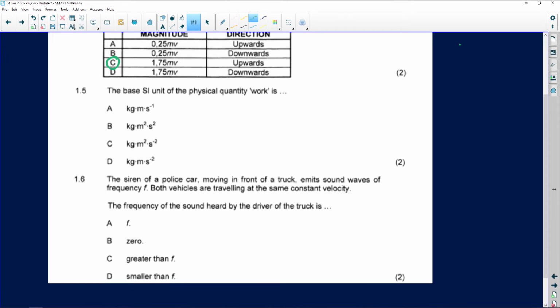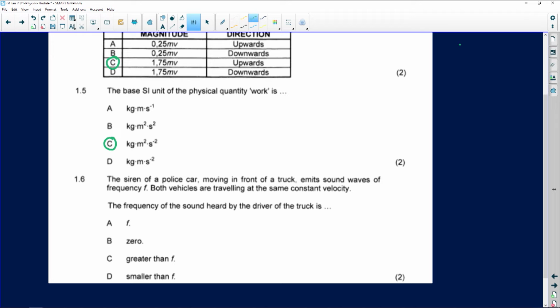Number 1.5 says the base SI unit of a physical quantity of work is. Now they've given us kg per meter per second to the exponent 1, kg per meter exponent 2 second to the exponent 2, kg meter to the exponent 2 second to the exponent negative 2, kg per meter per second to the exponent 2, and the answer to this question is number C.